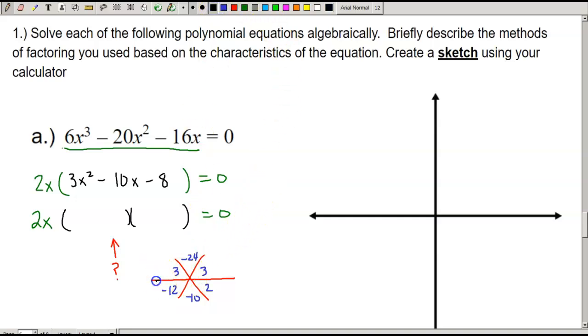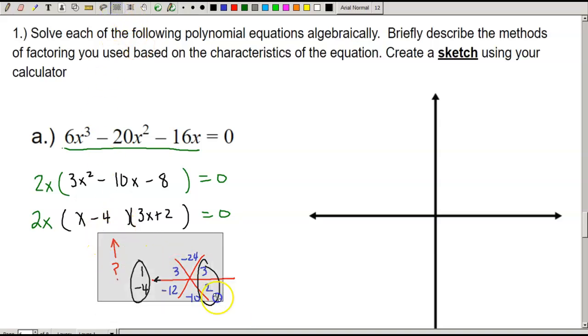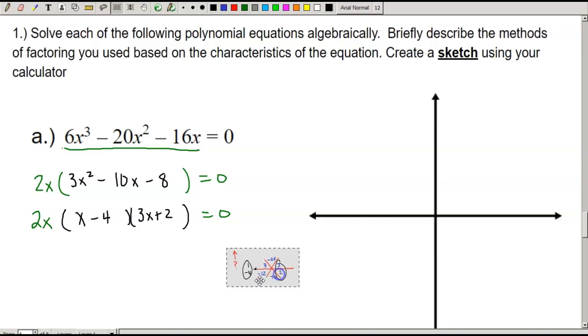I do want to reduce any columns I have, so this column will reduce down to 1 and negative 4. So this will be an x minus 4. And then this column will be 3x plus 2. So we can factor it, and that's as far as we can factor it. Okay, I'm going to put this off to the side.